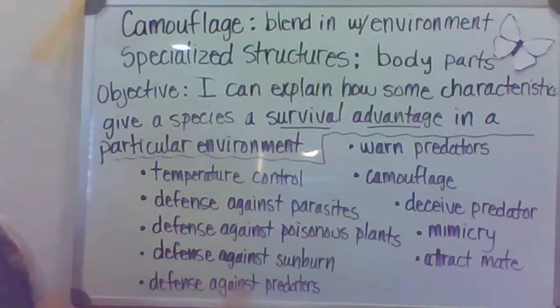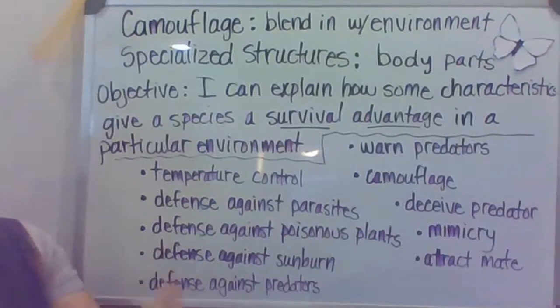The first one is temperature control. The fur of some animals gives a layer of warmth to the body. Some animals also have sweat glands in their skin that help to keep them cooled off. The next one is defense against parasites. That means that animals with scales or a shell have some extra protection against parasites that might try and burrow into their skin.